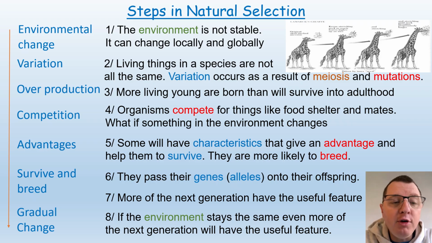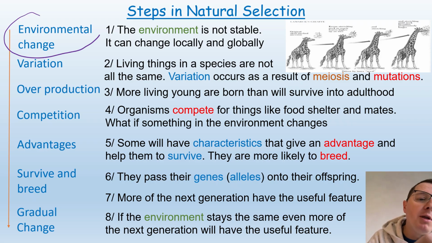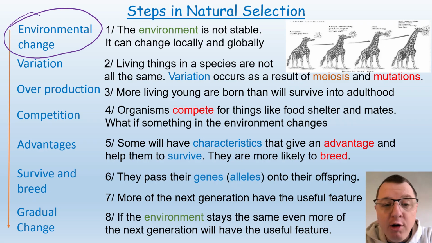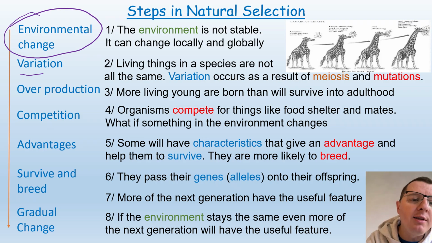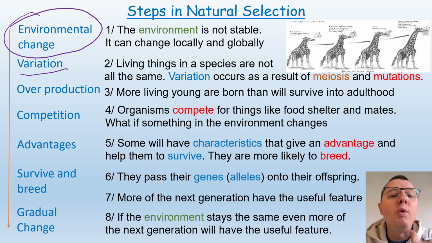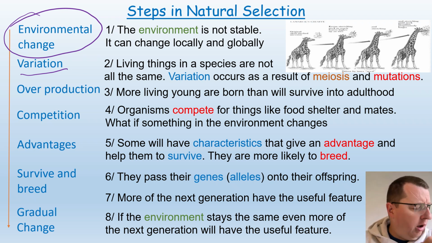So the very first thing, which is often stated in the question, will be environmental change. The environment of the world, of an ecosystem, is not stable, and it can change both locally and globally. As we've already stated, every single population will have variation caused by genes or the environment, and this variation will allow natural selection to occur.